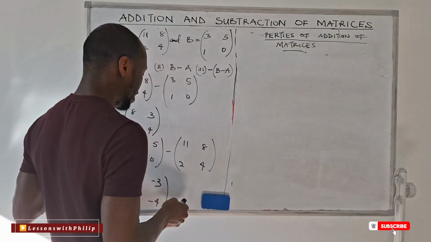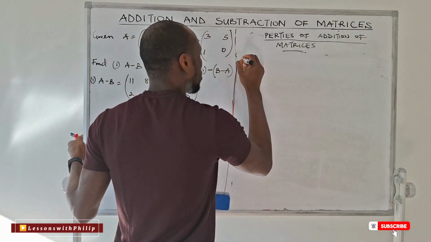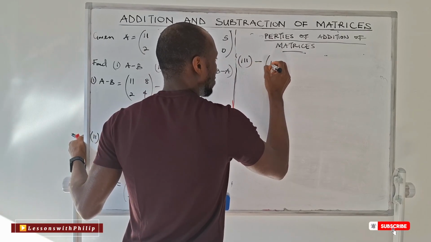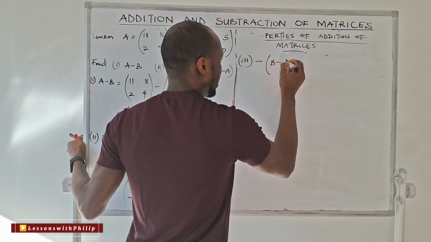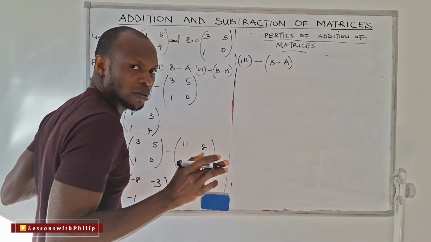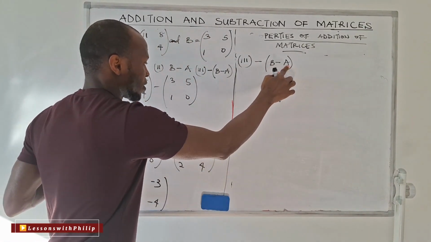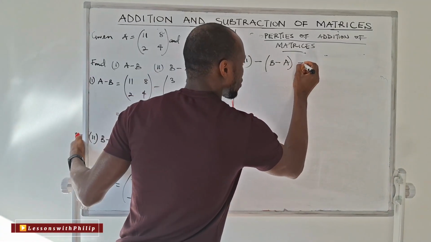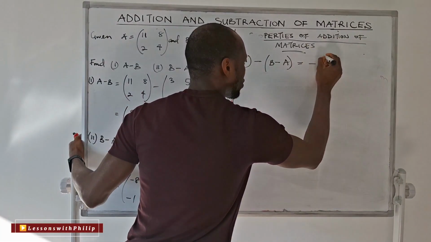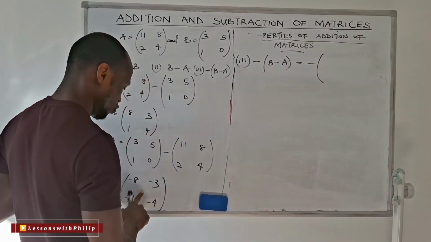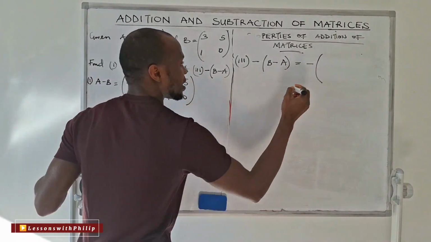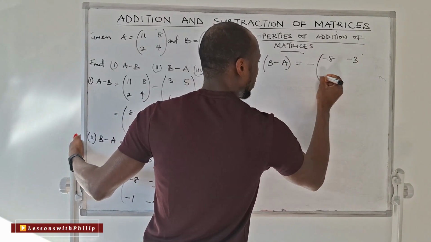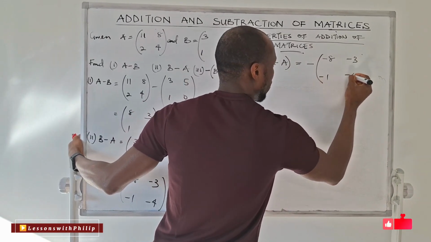Okay? Now, if you get that, the third question is for us to find minus into bracket matrix B minus matrix A. And thank God we have found B minus A. What is my B minus A? This is my matrix B minus A. So this will be equal to minus into bracket, what is my B minus A? We just put this matrix straight here. And that is minus 8, minus 3, minus 1, minus 4.